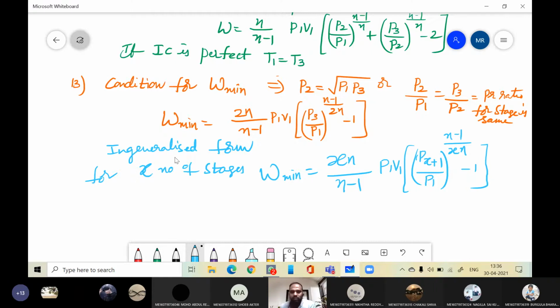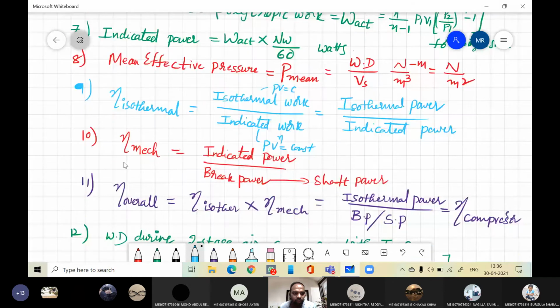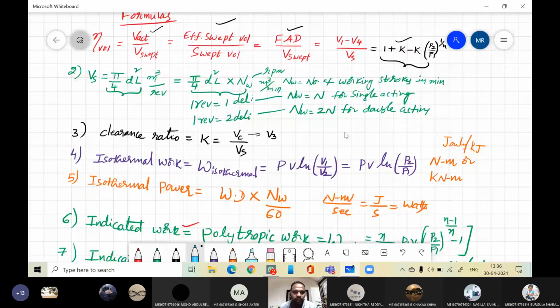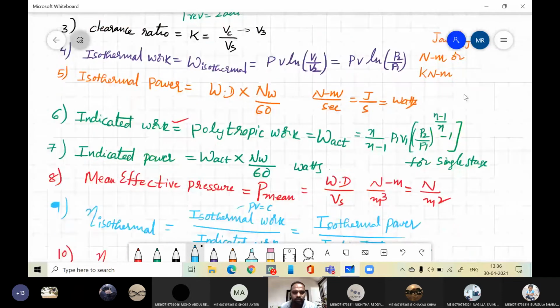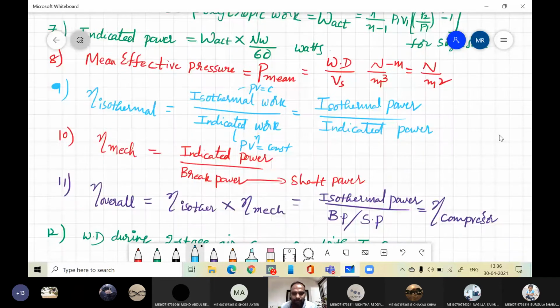Any doubts in these formulas, please tell me. I'll explain. If you know these formulas, it is very easy to solve the problems. These are the formulas required to solve the problems. Any doubts in these formulas, please tell me. If not, we'll go to the problems.